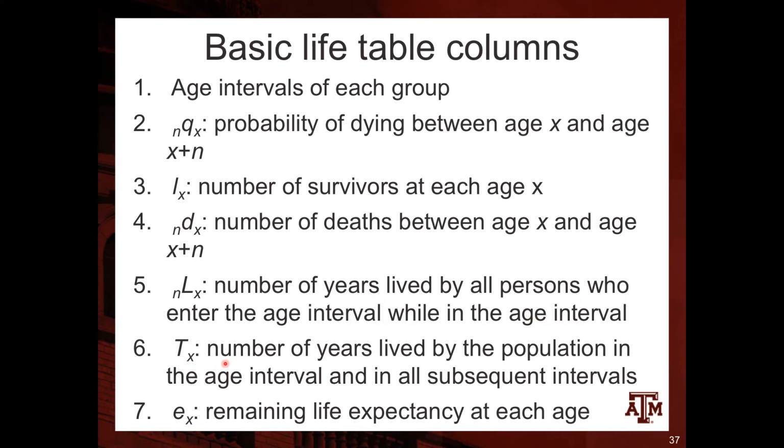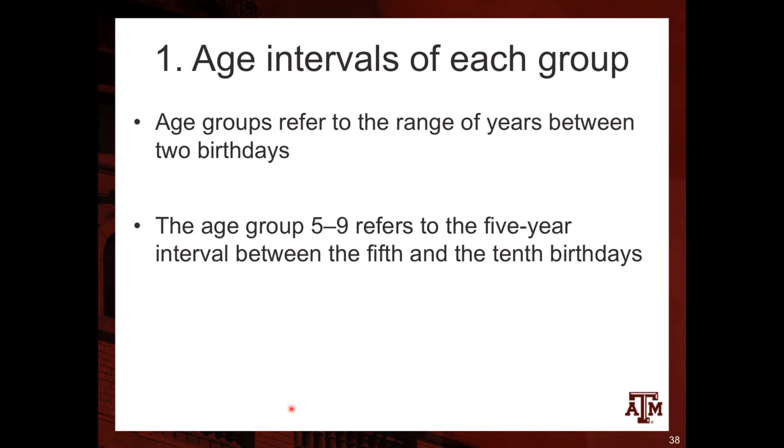And TX is the number of years lived by the population in the age interval and in all subsequent intervals that they will live. And EX is the remaining life expectancy at each age X, which is the age at the beginning of the interval. Going into more details about each one of these columns of our table.